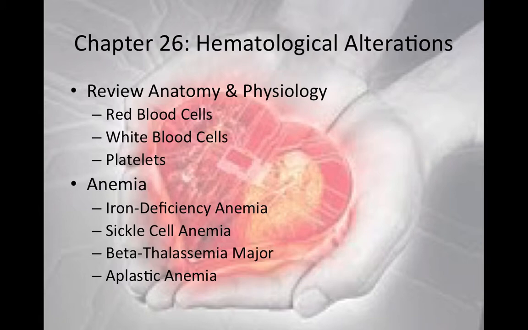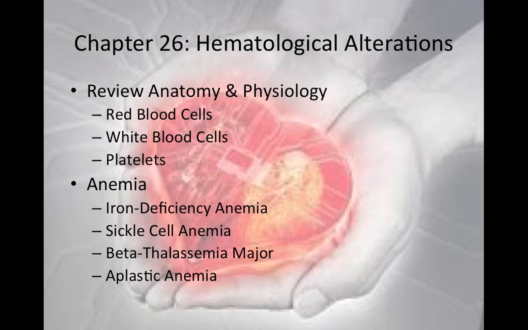When we look at anemia, I do want you to understand what it actually is and what it is doing to the body. You can look at box 26-1 in your text on page 914, which goes over anemias classified according to their etiology. There are a few different types, so I do want you to know the differences between them. As you can see, there's iron deficiency anemia, sickle cell anemia, beta thalassemia major, and aplastic anemia.